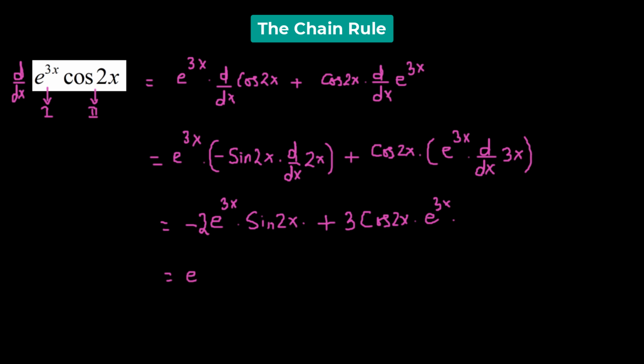Now we're going to take e raised to the power of 3x as the common factor. When you take e raised to the power of 3x as the common term, we are left with 3 cos 2x minus 2 times sine 2x. So this is the derivative of e raised to the power of 3x times cosine of 2x, which has been determined by using the product rule as well as the chain rule. So let us do another problem.